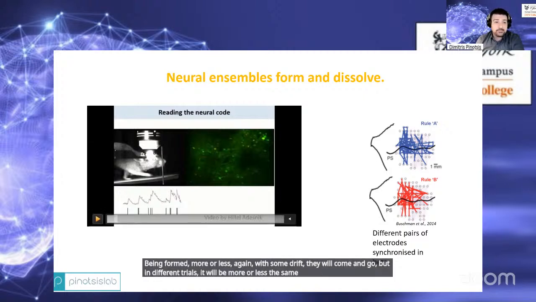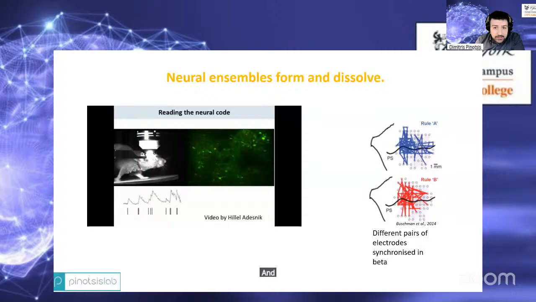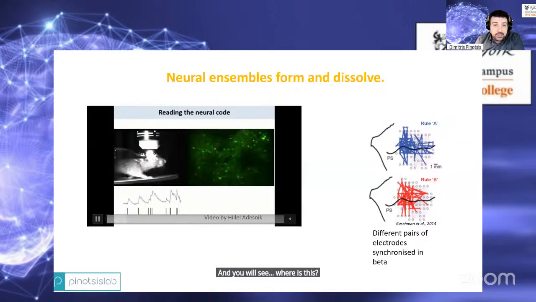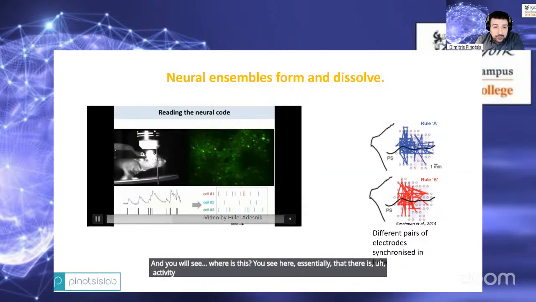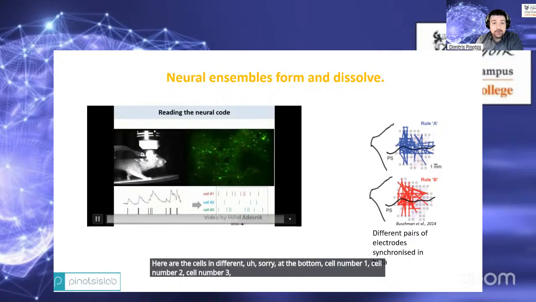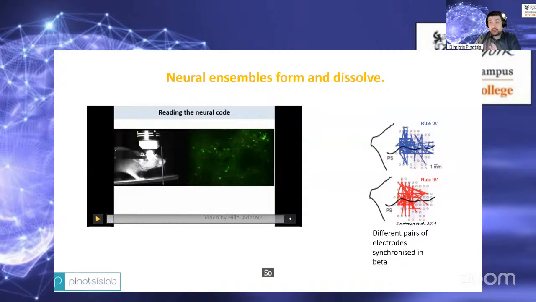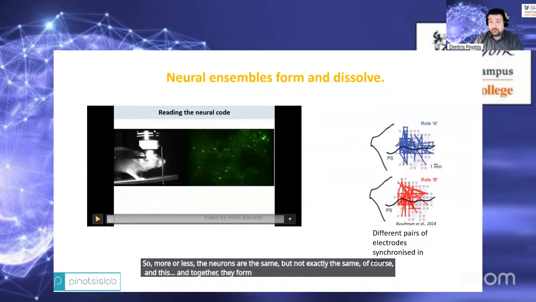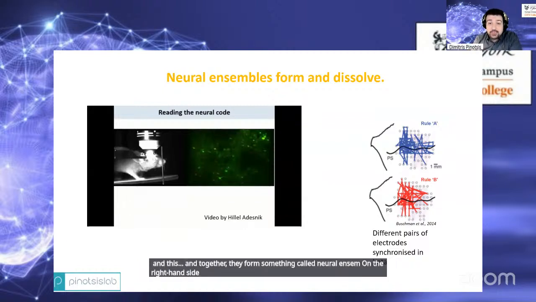part of the cortex. You see here, essentially, that there is activity of neurons, and you see at the bottom cell number 1, cell number 2, cell number 3, in different colors, red, blue, and green, and they spike in a certain succession. So more or less the neurons are the same, but not exactly the same, of course, and together they form something called a neural ensemble.